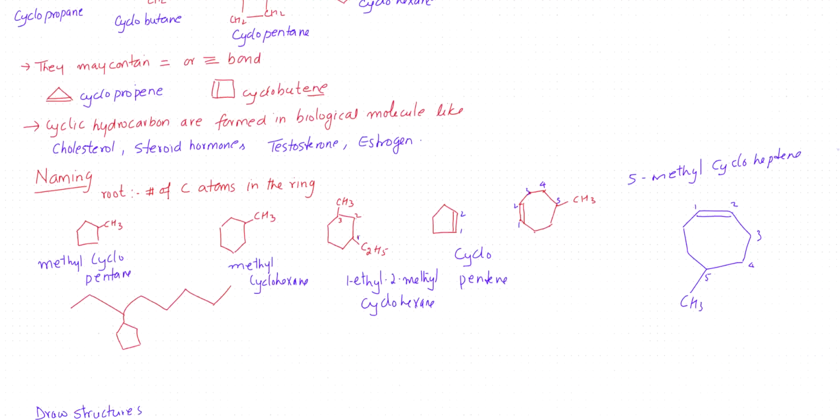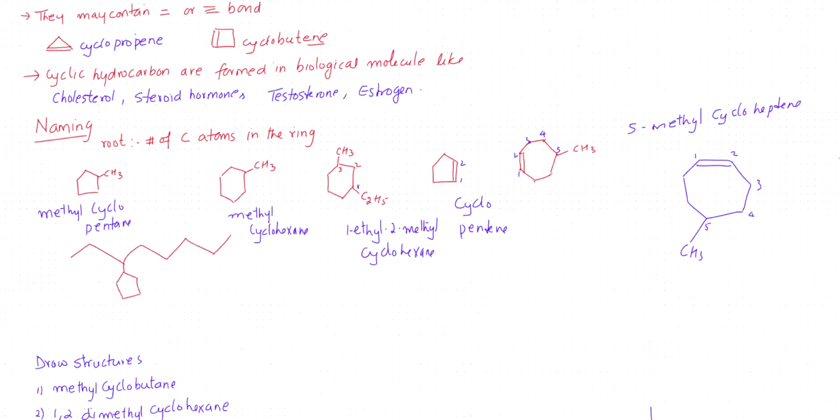Cyclic compounds can also form side chains. For example, in this one there is a long chain. How many carbons? 1, 2, 3, 4, 5, 6, 7, 8 carbons. So it's octane. All single bonds in the main chain, so octane. On the third carbon, there is a branch of cyclopentane. So on the third carbon, there is a side chain of cyclopentane.